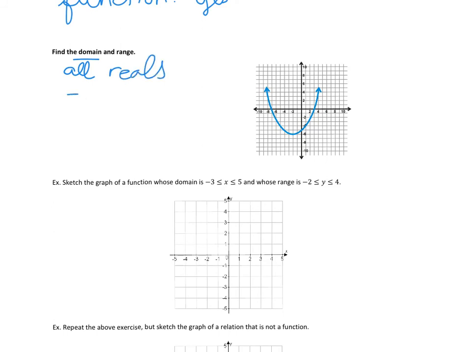We can say it goes off to infinity. We can also say it's like this. All of our x values go to positive infinity and negative infinity. If you guys want to do that, that's fine. But let's talk about the range.